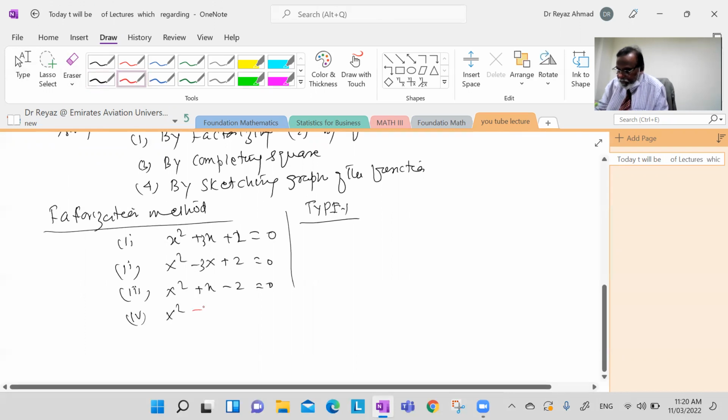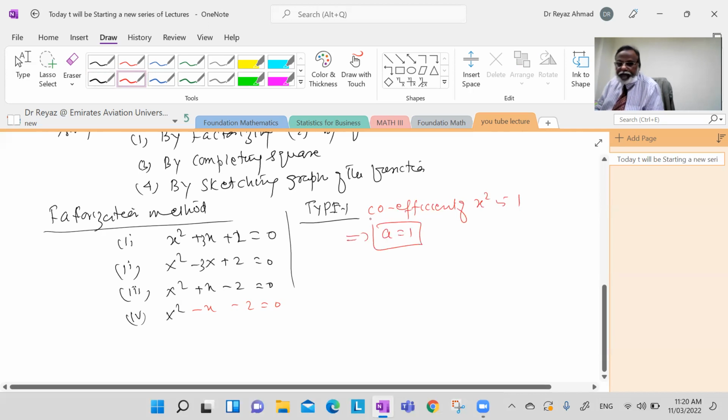So I have taken these 4 problems. The specialty of this question is what? The coefficient of x squared is 1, which means a is always equal to 1 here.